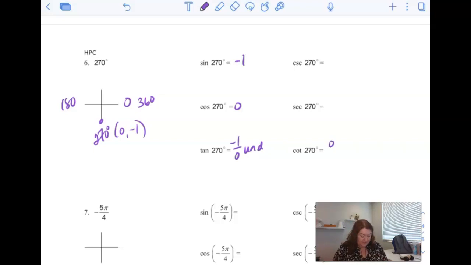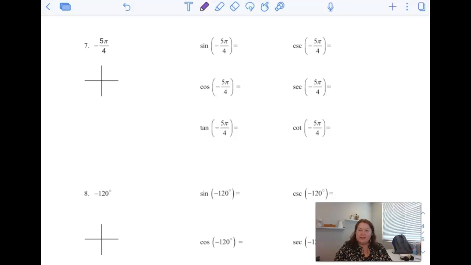When I flip it over, though, 0 over -1 is just going to be a 0. -1 flipped over is a -1. And secant would be like a number like 0 over 1 or 0 over -1 flipped over would be like a 1 over 0 or an undefined. Cool. Alrighty.